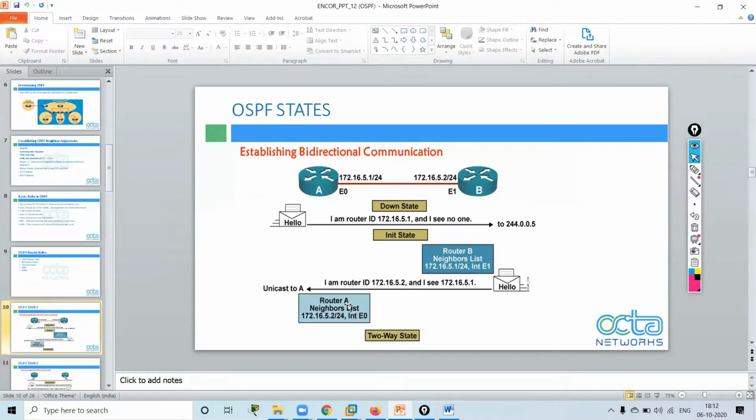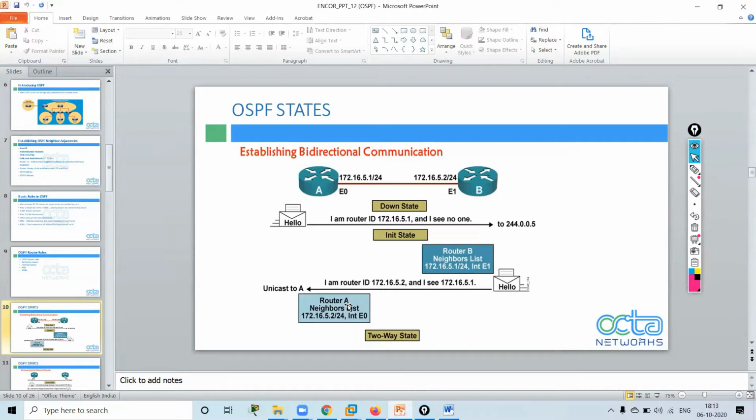In the down state, both the routers don't know about each other. We have not advertised any network. We have just created the instance by giving the command router ospf 1. We have not advertised any network on both the routers. That is my down state. Both the routers don't know about each other.